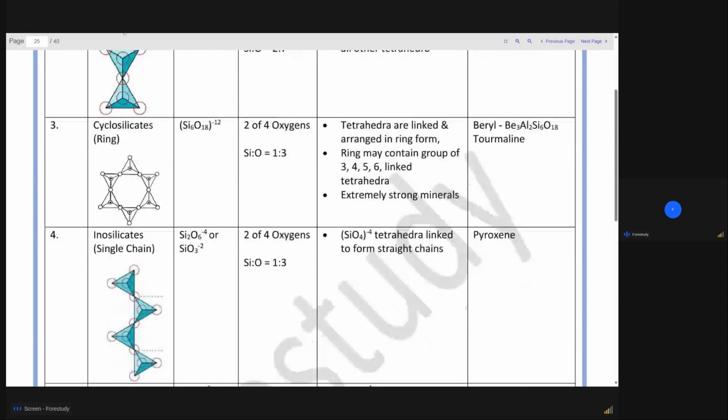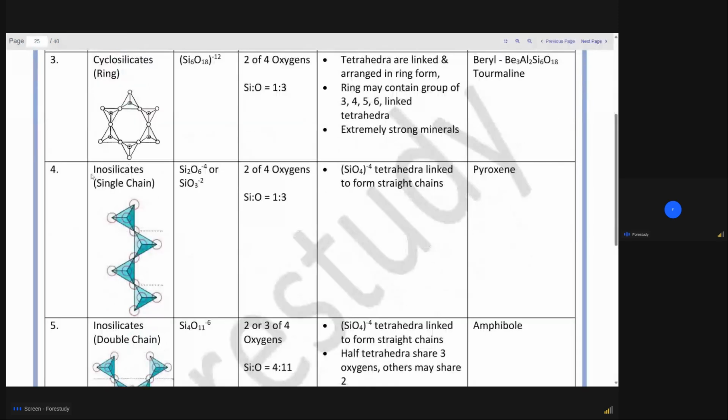Cyclosilicates. Then next is inosilicate. Remember, ino means iron chain, fiber-like chain. Inosilicates or single chain silicates. Remember, ino comes from a chain, so single chain silicates.